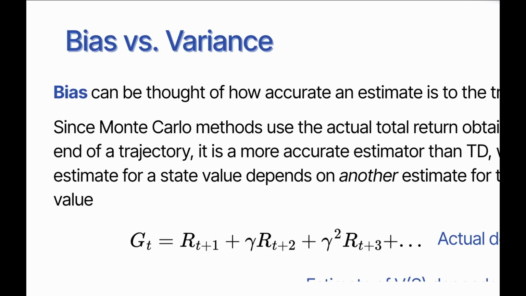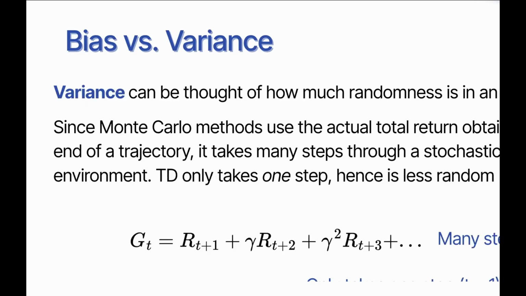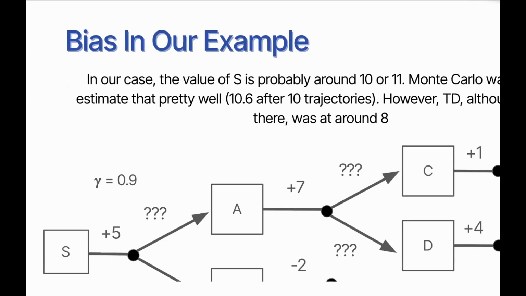Exactly. No, that's perfect. Yeah, that's literally what variance is, right? Variance is how much randomness there is in an estimate. Because Monte Carlo methods use the total return at the end, it has to go through more steps of the environment, and the environment is random. So the value you get at the end is more random. Whereas for TD, you only take one step, which is less random. I'll show what this means.